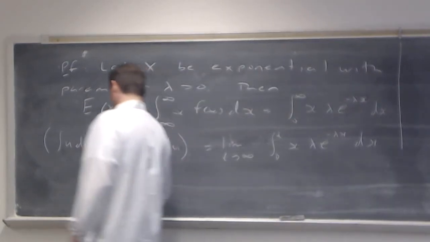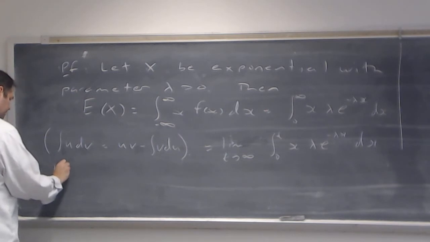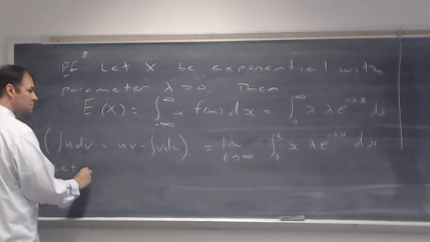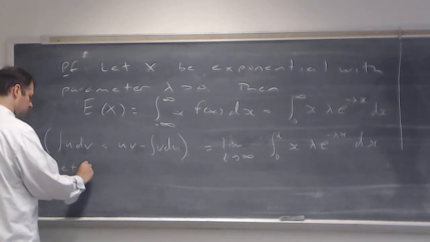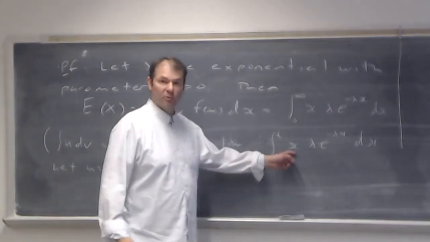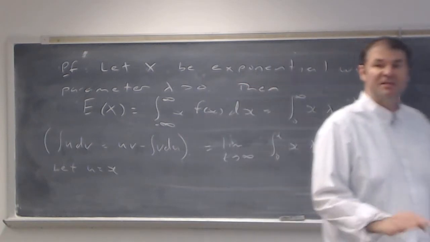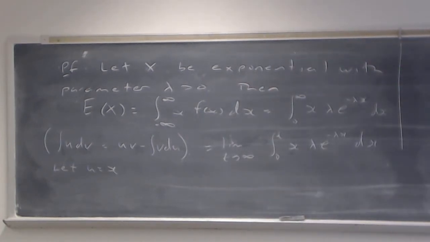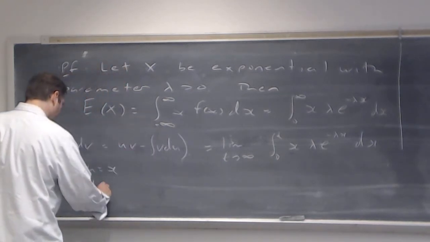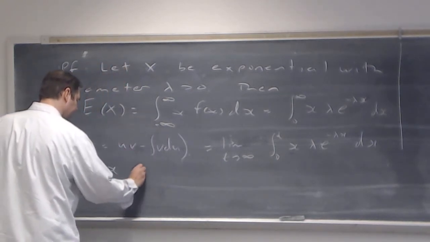What am I going to do? I'm going to let u be equal to x. So in integration by parts, we let u often be something that when we differentiate it, it is eliminated or decreased. So du will be equal to dx.